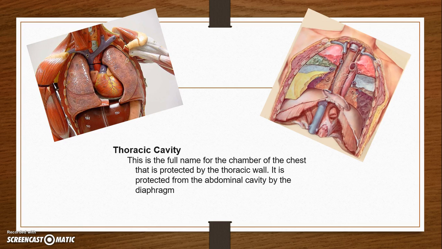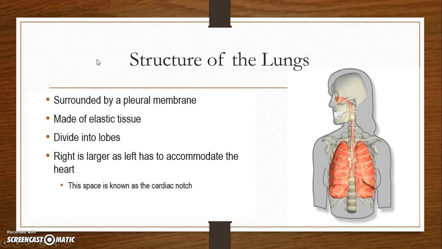Some key terminologies we need to know about the lungs and lung structures. First of all, the thoracic cavity here is just the area behind the rib cage, and that's just what houses the lungs. Okay, so we need to know the structure of the lungs. So lungs are very elasticated. They need to be elasticated.